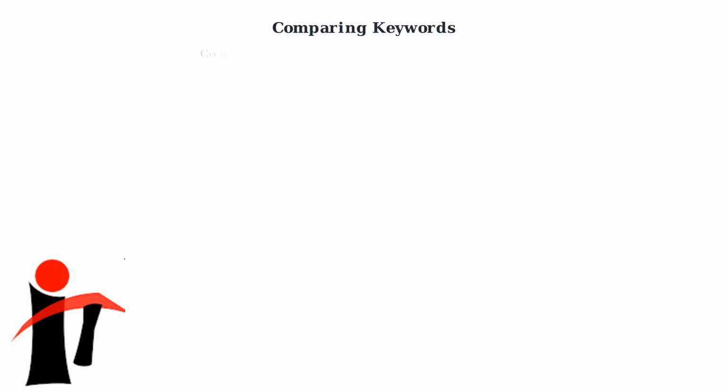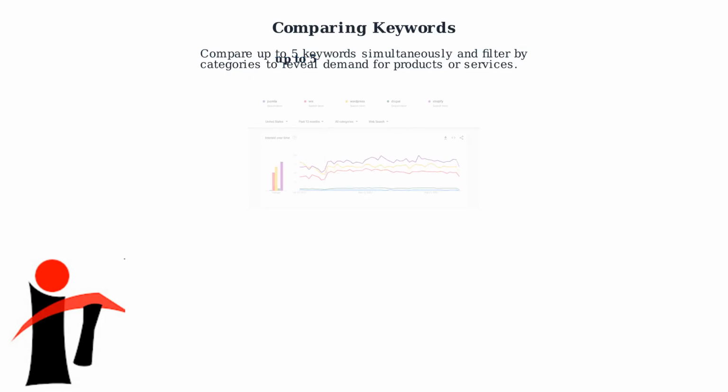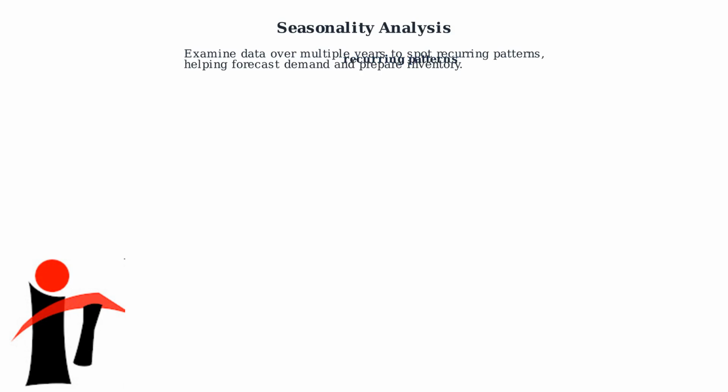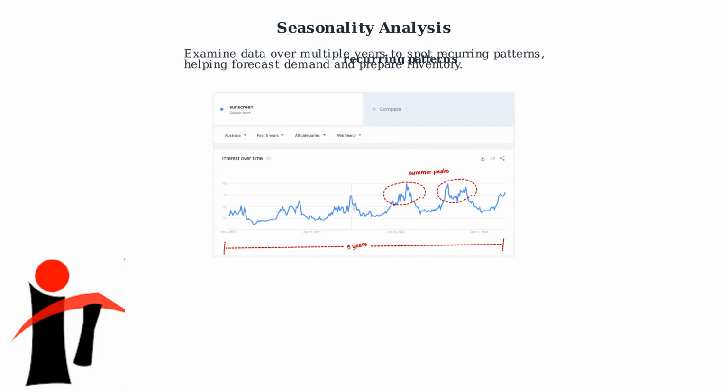You can compare up to 5 keywords at once and filter by categories to understand consumer demand for specific products or services. Seasonality analysis involves reviewing data across multiple years to identify recurring patterns, which helps businesses forecast demand and prepare inventory for seasonal products.